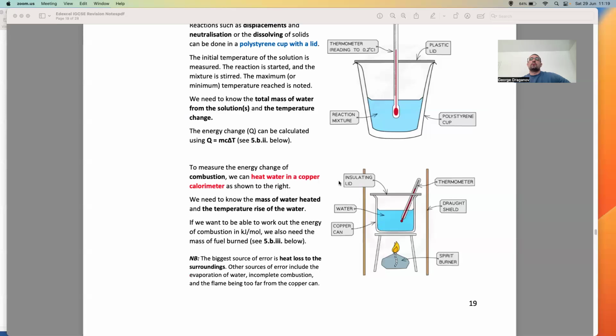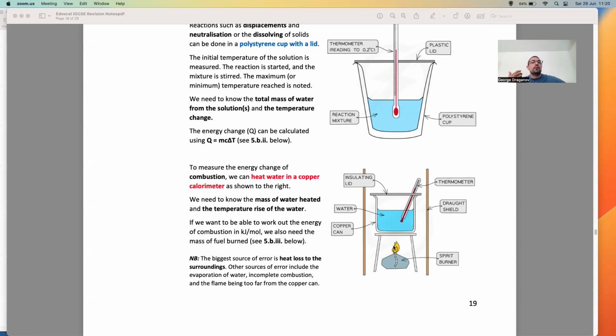Now, the other one you have to know is for combustion reactions. For example, this is a spirit burner. It contains an alcohol and is being burnt. What you do is you put a known volume of water in a beaker. You put it on a tripod gauze. You measure its initial temperature at the beginning. Then you get your spirit burner. You measure its original mass. Then you start burning it.